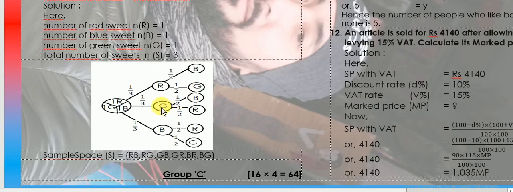In this case we have already taken out green, so the remaining one is blue or red only, and here we have already taken out blue, so the remaining one is red or green. Since we have already taken 1 sweet, the remaining total is 2, so 1 by 2, that's the probability. And the sample space is RB, RG, GB, GR, BR and BG. So no need to write R and G in this way, that's not a better idea.